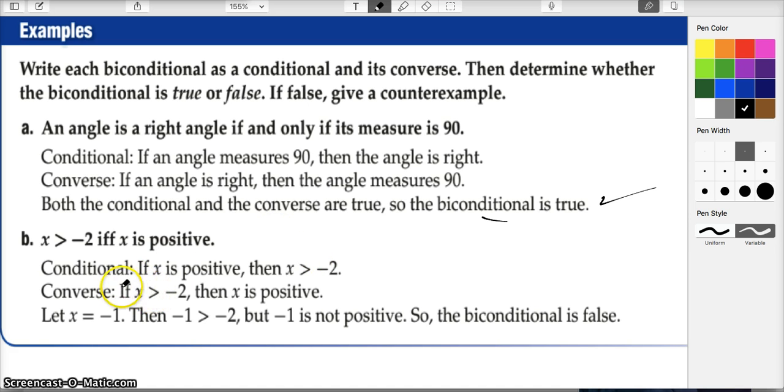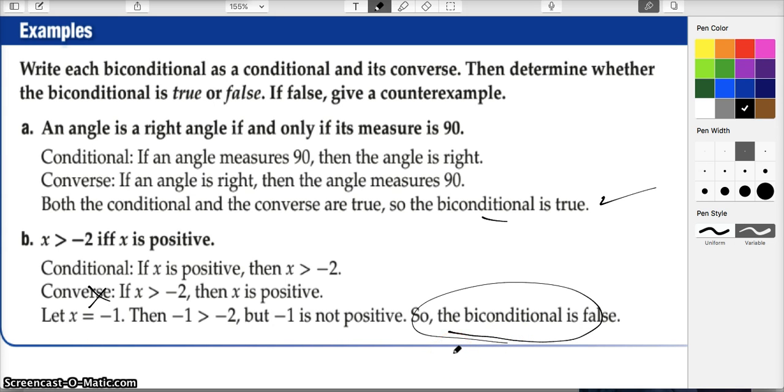Let's check out the converse. If X is greater than -2, then X is positive. And I know your eyeballs are already down here saying, well, we can see it's false. And it is false because X could be -1. Check it out. X could be greater than -2 and still not positive. So the hypothesis of the converse can be true when the conclusion is false. Therefore, this part is not true, and therefore the biconditional itself is false.